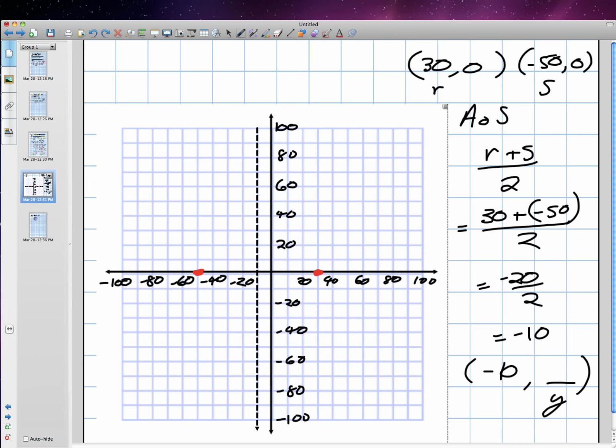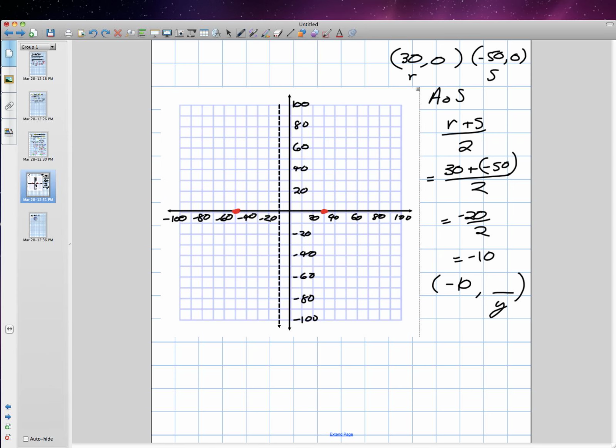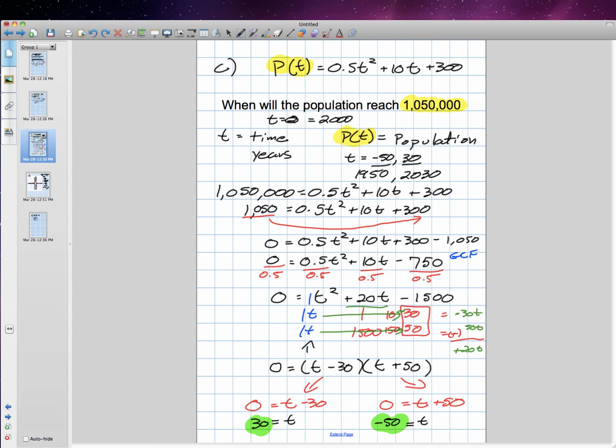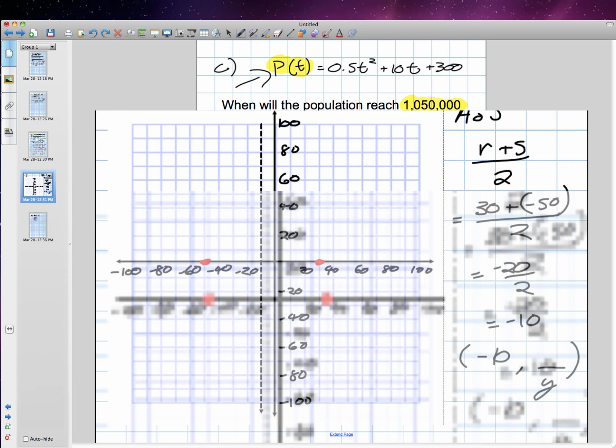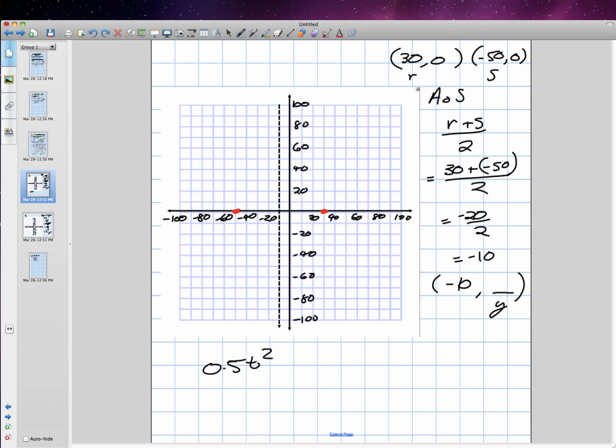What we need to find out is the y value of the vertex. So we take our equation. Now remember, our equation was a little different because we had changed a few things. We'll jump back up here from before. This is the equation we're graphing right now. We're not graphing the original one. We're graphing the new equation. Our new equation is 0.5t squared plus 10t minus 750.